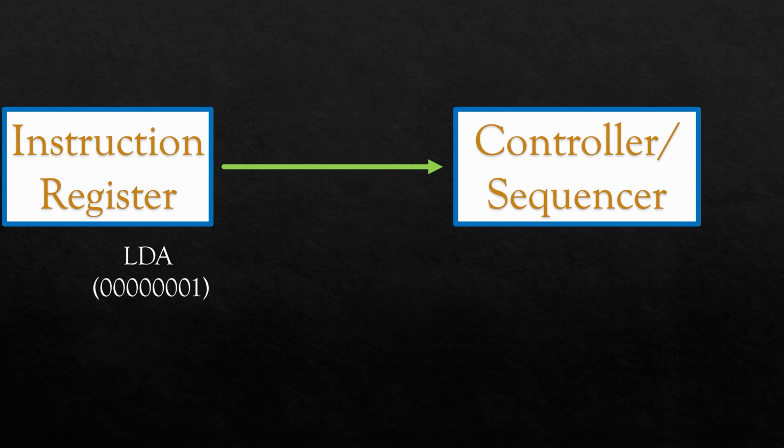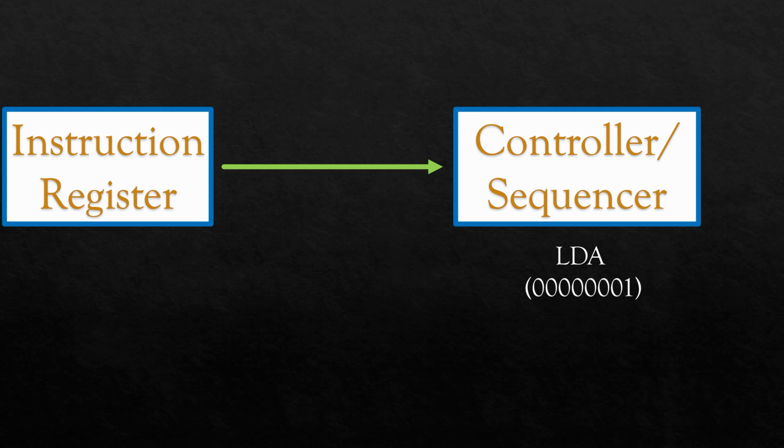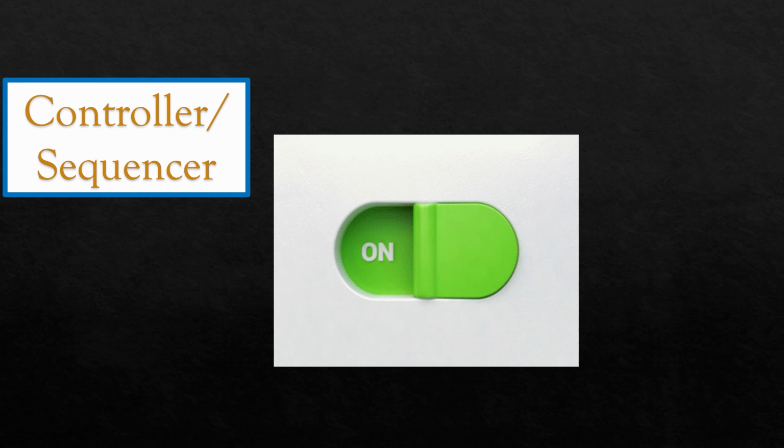The instruction register, after getting the instruction, acts as a messenger and sends the instruction to the controller or sequencer that generates the control signals and controls other components as per the instruction. Here, control means just turning on or off the component as per the requirement.